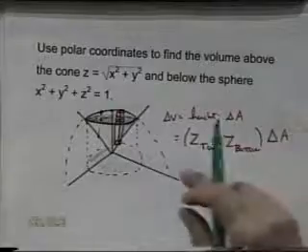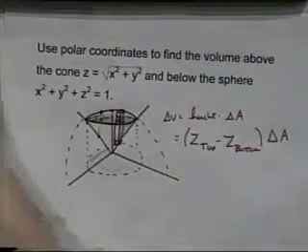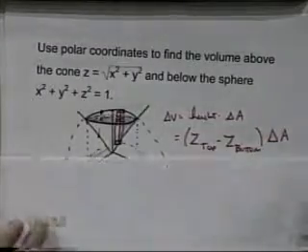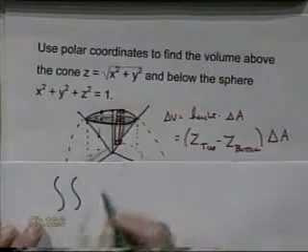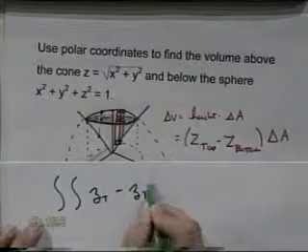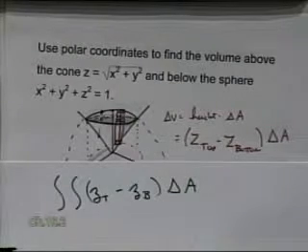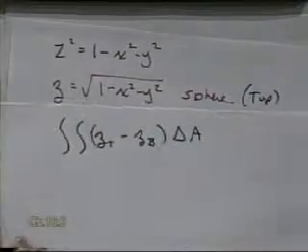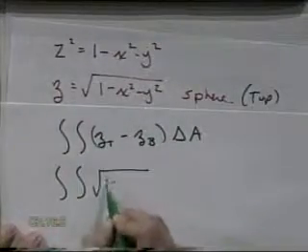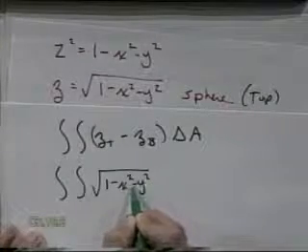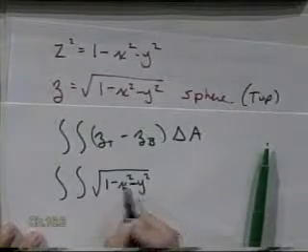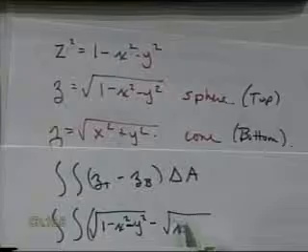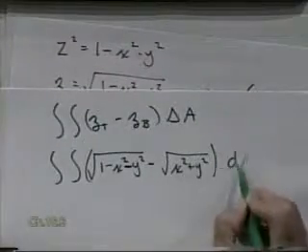Okay? Now, if we're going to try to find that volume, my height is going to be z on the top minus z on the bottom times delta A. And we already got those equations, so let me just pull them back. They're right here. My sphere on the top is the square root of 1 minus x squared minus y squared, minus my cone, which is the square root of x squared plus y squared, dA.